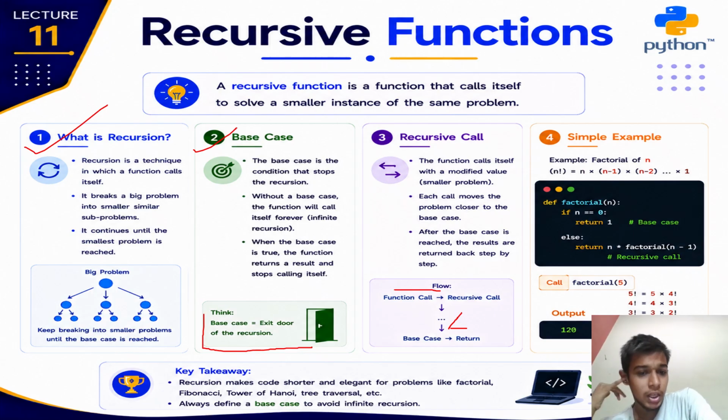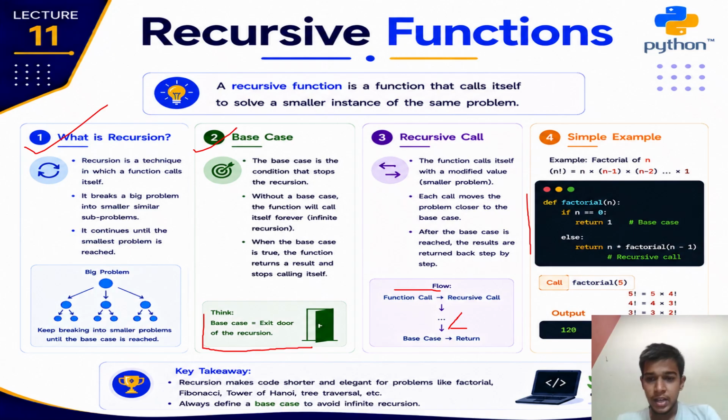Now let's see a simple example of factorial. The factorial of a number is calculated like this. If you want to calculate the factorial of 5, you have to multiply 5 into 4 into 3 into 2 into 1. So the answer is 120. So this is the factorial. Now look at the program given here. First look at the program and try to understand it.